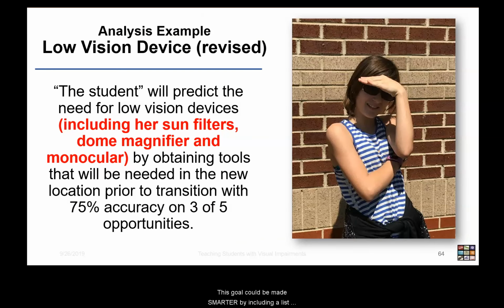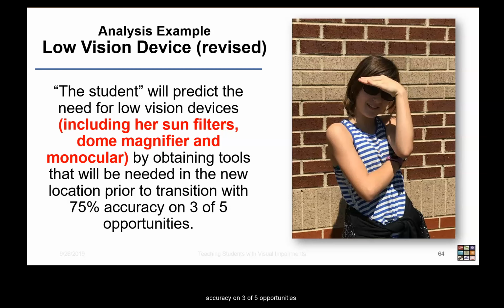This goal could be made smarter by including a list of devices. This includes such as sun filters, a dome magnifier, and a monocular. The goal now reads, the student will predict the need for low vision devices, including her sun filters, dome magnifier, and monocular, by obtaining tools that will be needed in the new location prior to transition with 75% accuracy on 3 of 5 opportunities.